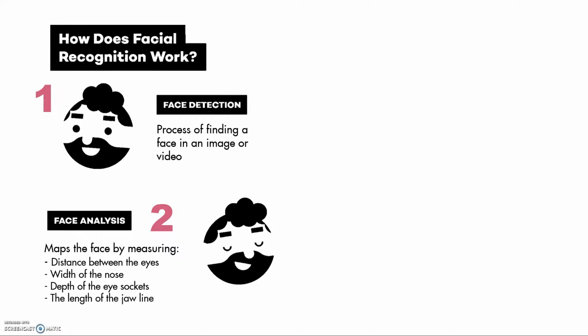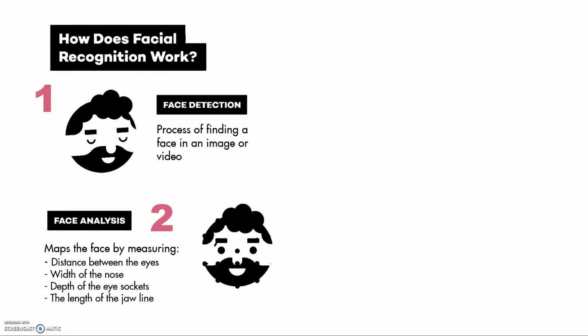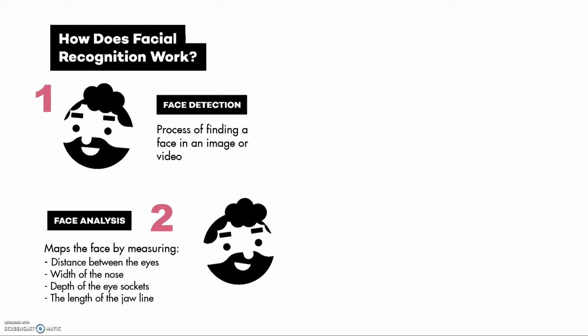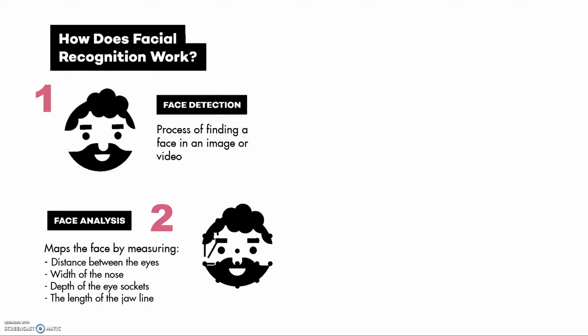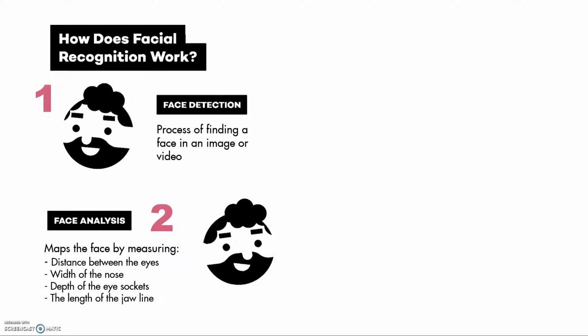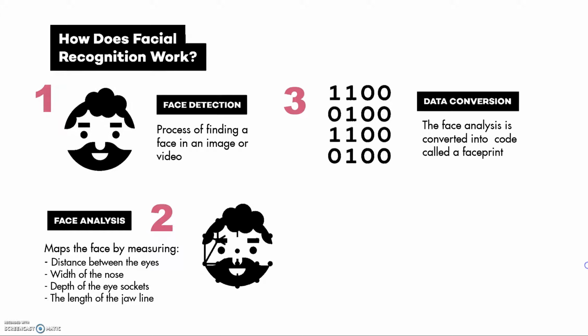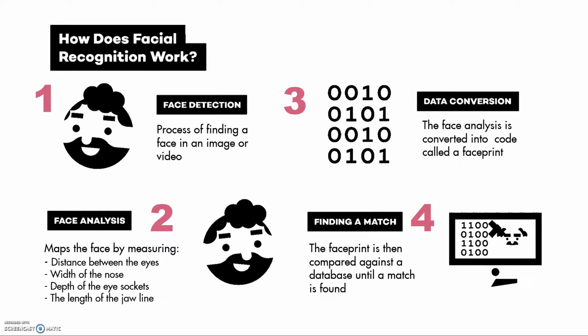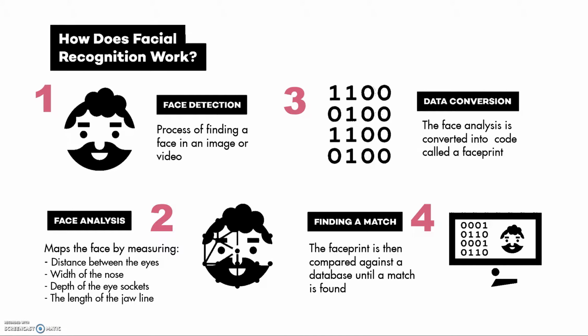This next part is the analysis. That also begins with an algorithm that maps the face, often by measuring the distance between the eyes, the shape of the chin, the distance between the nose and mouth, and then converts that into a string of numbers or points, often called a face print. And then the last part is the face print is then compared against a database until a match is found.